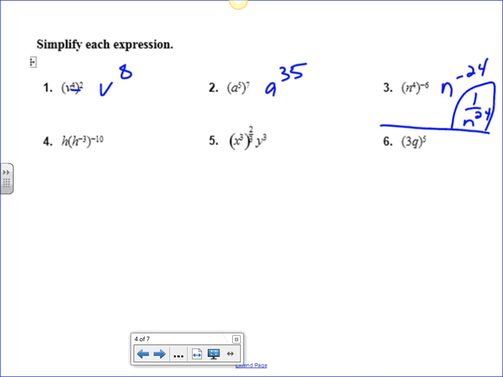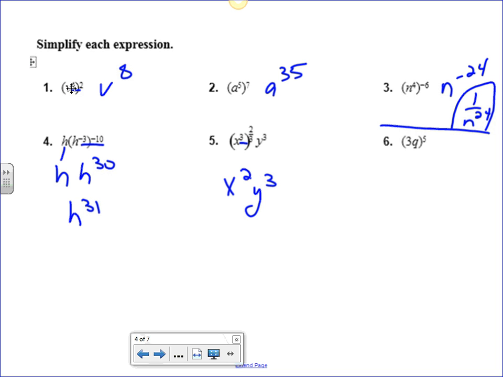Okay, for this next one, first thing I deal with is these exponents here. So I've got this h, and then I've got an h to the 30th. So an h times an h to the 30th really is an h to the 31st. Okay, for the next one, I've got x to the third to the 2/3 power. So that would be x to the second. And then the y to the third just stays there.